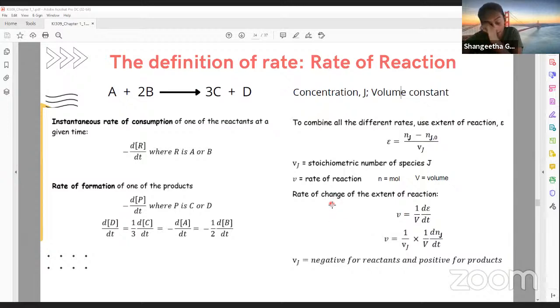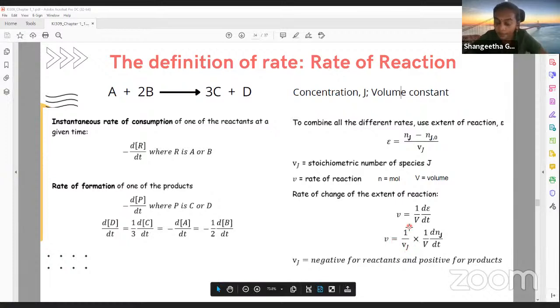If you want to give a rate of reaction, the rate of change of the extent of reaction, mu, is 1 over volume times the differential of the extent of reaction over dt. Because the extent of reaction refers to your change in the number of moles, when you replace epsilon with the change in the number of moles over time, you have your stoichiometry here. So you are combining this with your rate of reaction, and that's where the stoichiometry of your reaction becomes important. Now here you have volume and here you have change in number of moles.